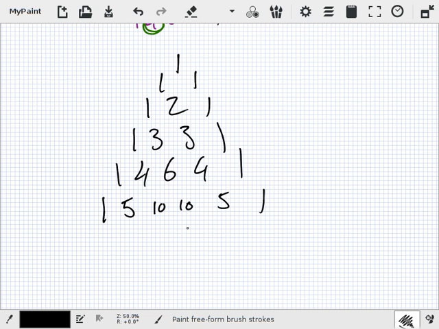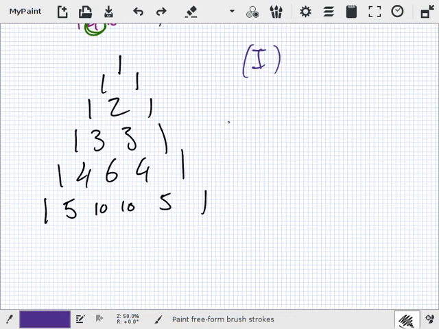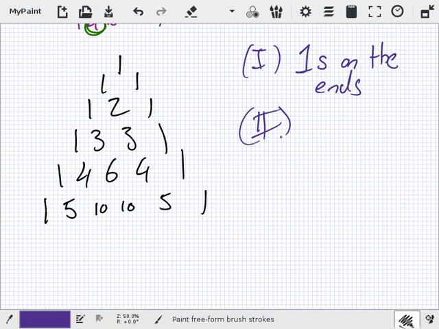Okay. So, as you pointed out, you notice that it always starts and ends with a 1. That's one thing we notice about it. So, notice the 1s on the ends. That's one thing to notice. Second thing you can notice about it? Yeah, what about it?